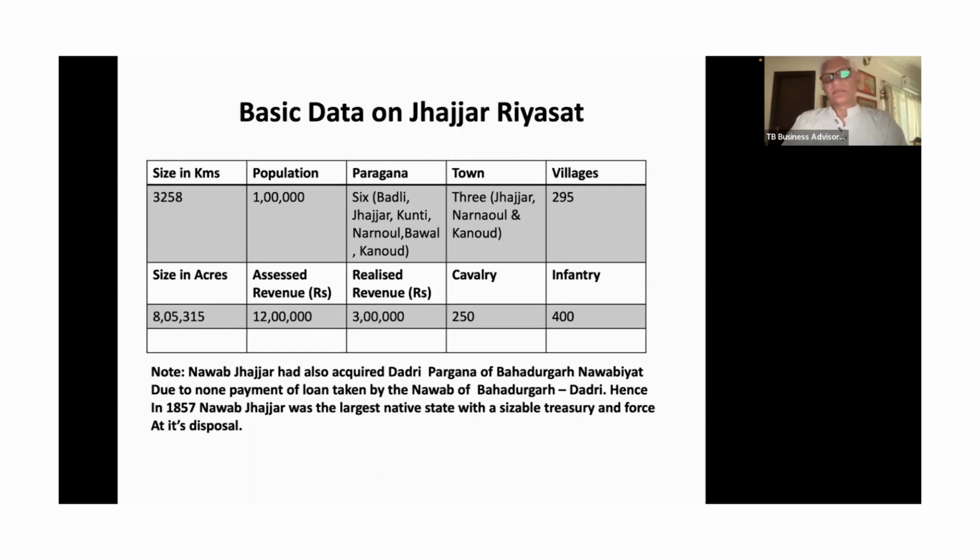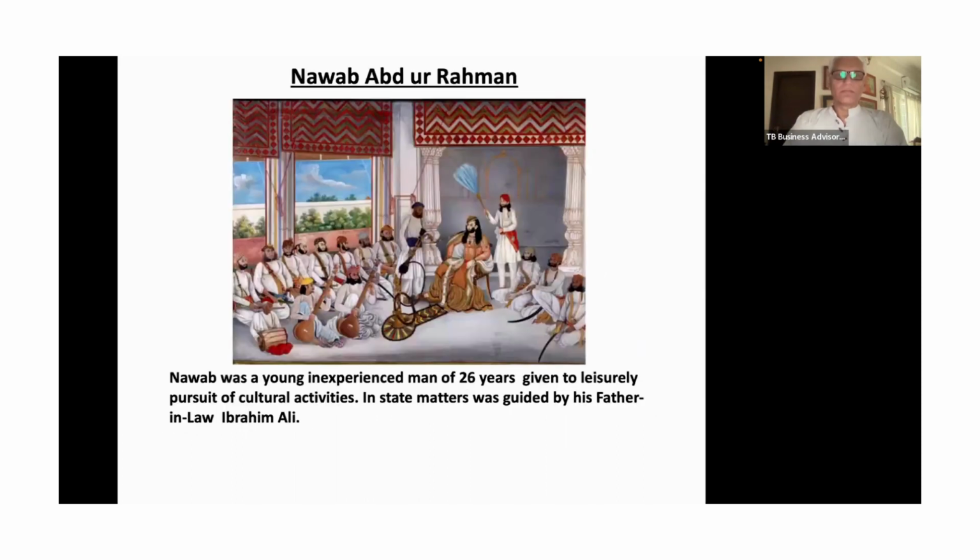Coming to Jhajjar Riyasat, as I brought out, at the beginning of the rebellion, it had a standing force of 250 cavalry and 400 infantry. It was ruled by Nawab Abdul Rahman, who was a young man of 26 years, given to leisurely activities and cultural pursuits. In state matters, he was guided by his father-in-law, Ibrahim Ali.